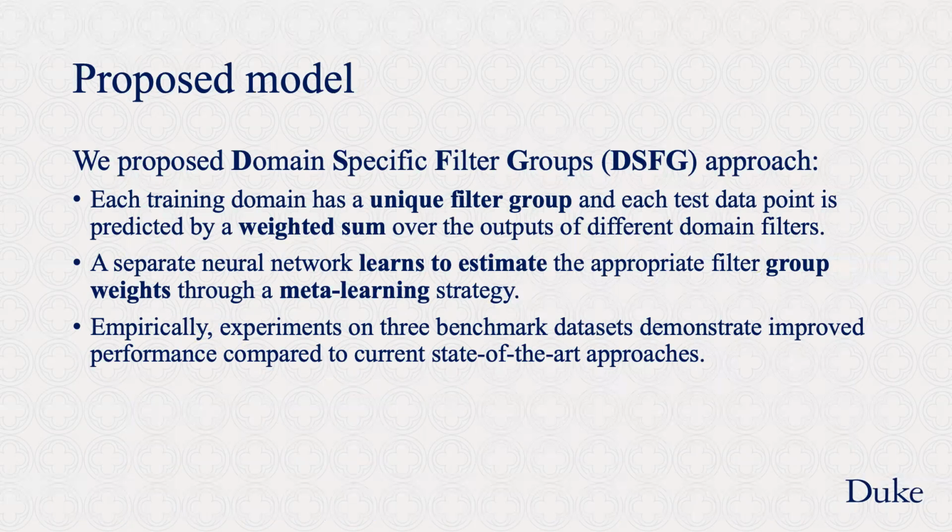Specifically, we propose the domain-specific filter groups, DSFG, approach. In our approach, each training domain has a unique filter group, and each test data point is predicted by a weighted sum over the outputs of different domain filters. It also has a separate neural network that learns to estimate the appropriate filter group weights through a meta-learning strategy. Empirically, we show experimental results on 3 benchmark datasets, demonstrating improved performance compared to current state-of-the-art approaches.